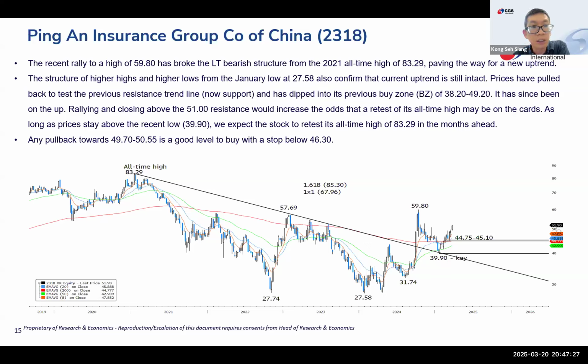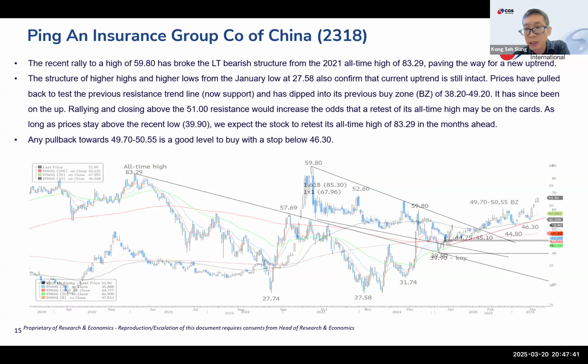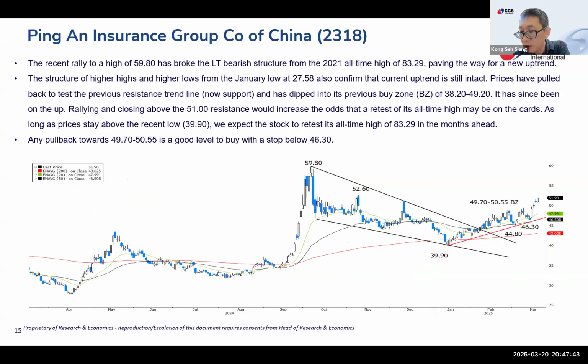For in this case here is Ping An. There is a nice short-term support here, roughly at about 44.75 to about 45. But I think if you zoom in, there is a tighter stop, tighter entry level here for Ping An. If you zoom in, I think today it dropped a bit. I think it has fallen very close to the short-term buy zone here at 49.70 to 50.55.